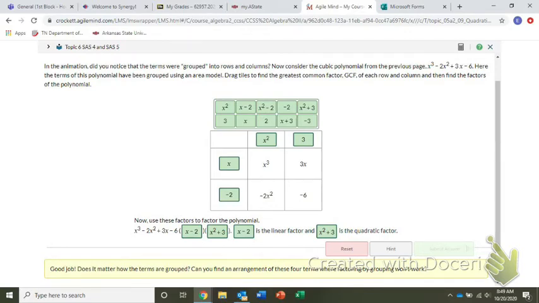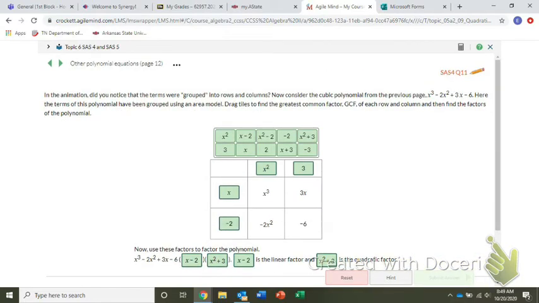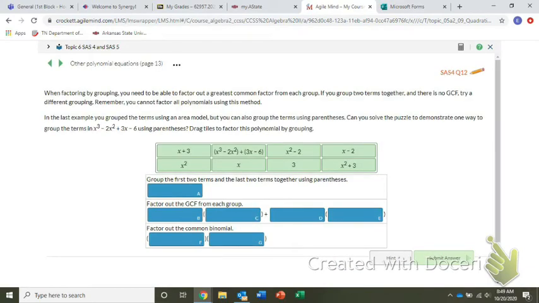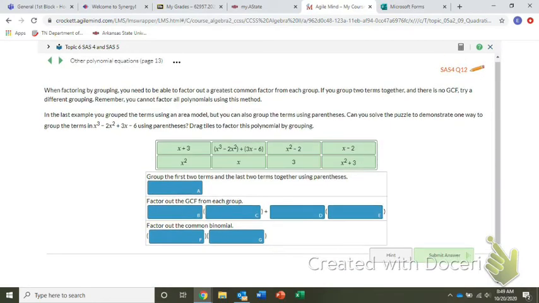All right, I want you to flip over to number 12, I think. Let me make sure. Yes. Okay, so now we're going to do grouping. It says when factoring by grouping, you need to be able to factor out a greatest common factor for each group. If you group 2 terms together, there's no greatest common factor. Okay? So, hold on, it's loading.